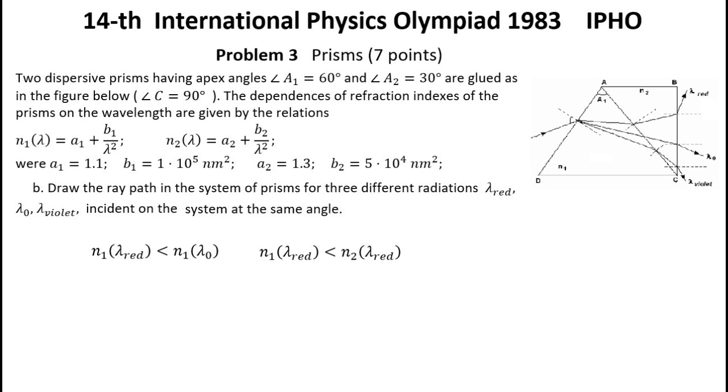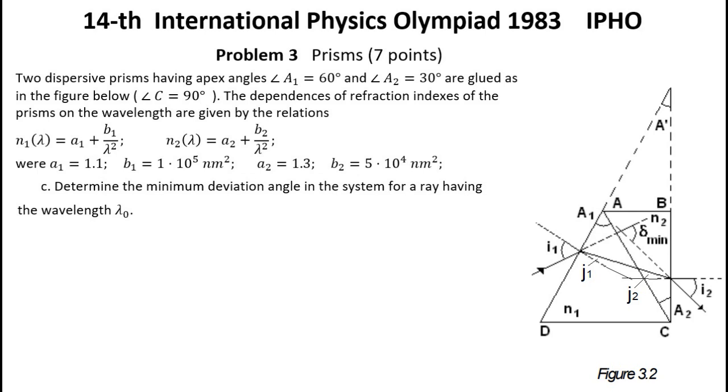The violet ray behaves the opposite way. Since now n1 of lambda violet is greater than n1 of lambda 0, on the first face AD the violet ray will go below the lambda 0 ray. And further, since n1 of lambda violet is greater than n2 of lambda violet, the violet ray will be deflected downwards after refraction at the AC boundary. And it will be deflected even more at the BC boundary with air. So the drawing illustrated in figure 1.1 represents the answer to question B.